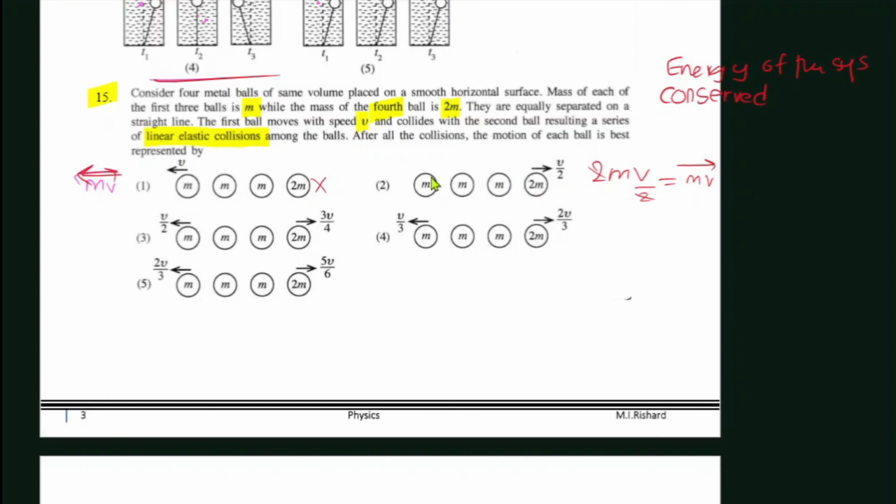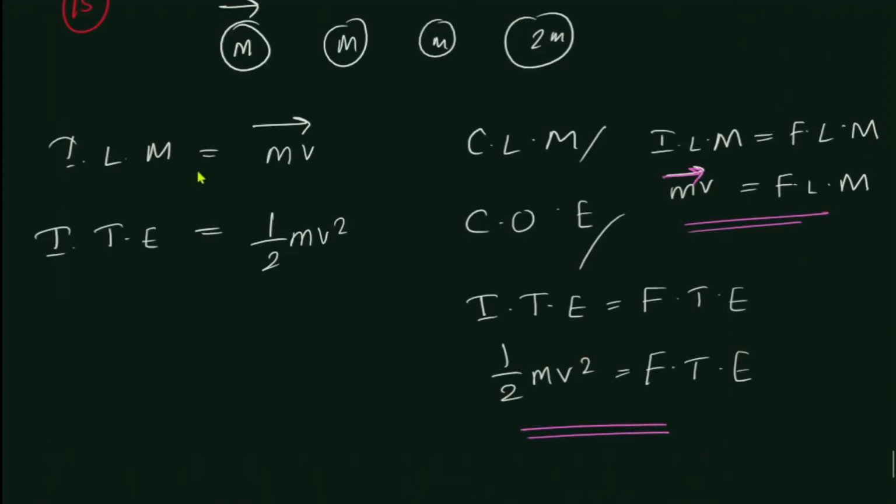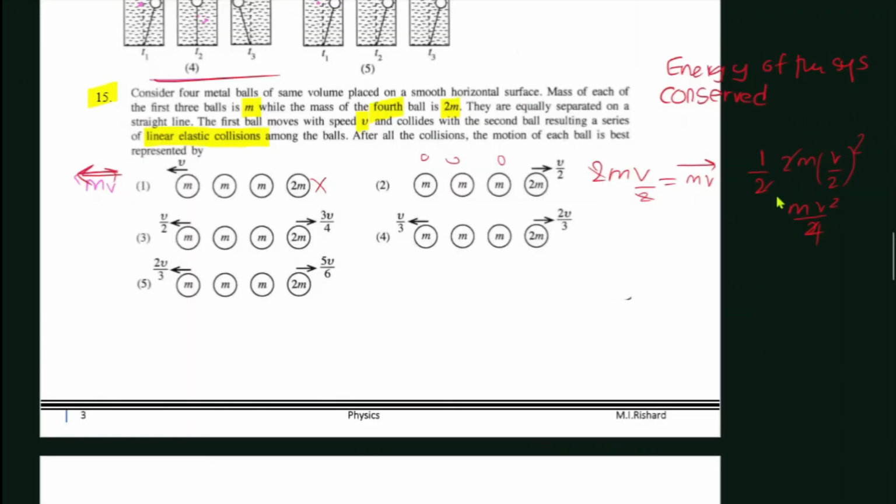So the final energy of the system is this 0, this 0, this 0. We need to check the final energy of half into 2m into v over 2 squared. This 2 and this cancel. mv squared over 2, not 2, 4. But the final energy should be half mv squared, not 1 over 4 mv squared. So this is also wrong. So we need to check this as well, right? You need to check this as well.